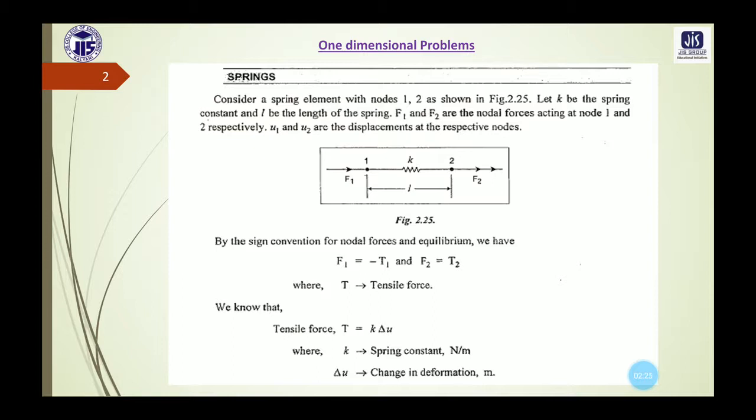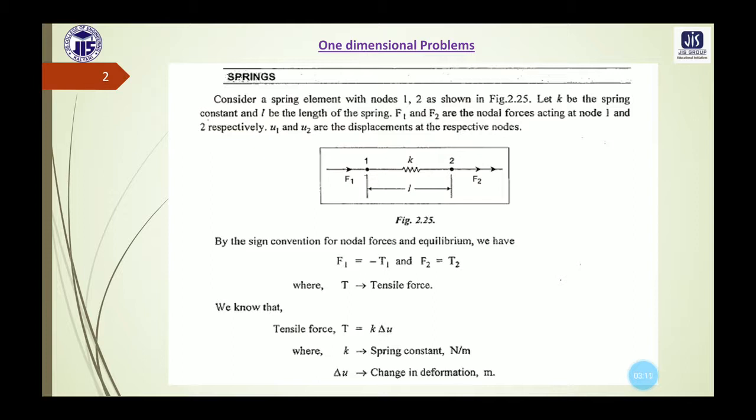So first we will discuss the finite element equation for the spring element. So we can see in this diagram a spring element is shown. So let us consider a spring element which is having nodes 1 and 2 as per the diagram. Let k is the spring constant and L is the length of the spring, which you can see in the given diagram. So F1 and F2, these are the nodal forces which are acting at node 1 and 2 respectively. And U1 and U2, these are the nodal displacements at these respective nodes.